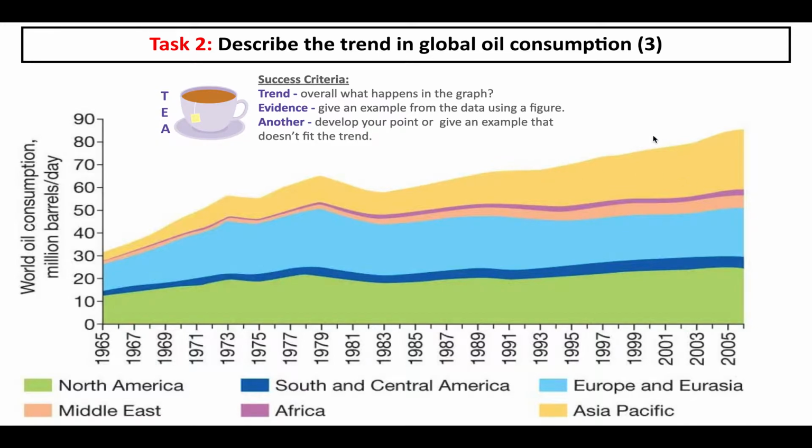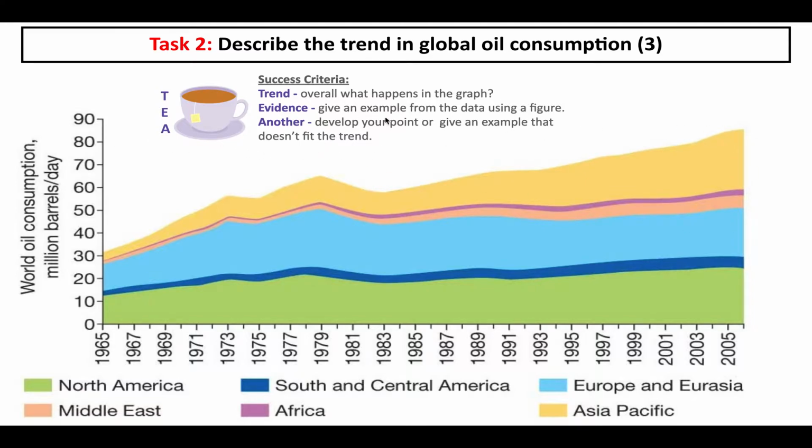Now, when we describe a graph like this, you're going to follow the following advice. I want you to give me the T on the graph. I want T for trend. Overall, what happens in the graph? The top line has gone from being about 31, 32 million barrels a day all the way up to, let's say, over 80 million barrels a day.